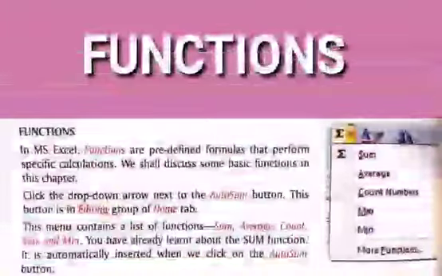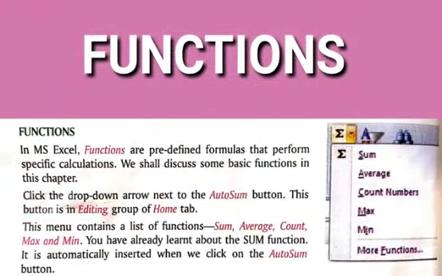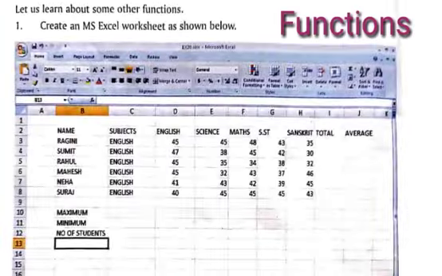We are going to learn some of the functions which are used in MS Excel for performing specific calculations. Click the drop-down arrow next to the Autosum button. The button is in the Editing group of the Home tab. This menu contains a list of functions: sum, average, count, maximum and minimum. You have already learnt about the sum function. It is automatically inserted when we click on the Autosum button. Now let's learn about some other functions.